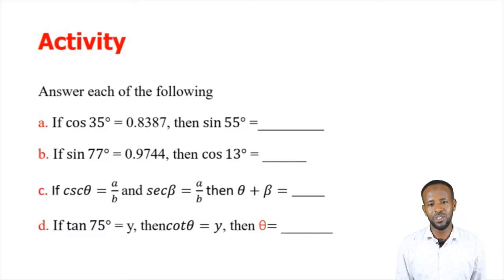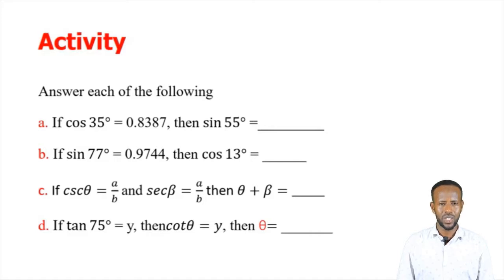Okay, I hope that you have answered it. Now let us see the answers. The first equation, A: if cos of 35 degrees is equal to this, sine of 55 degree will be equal to what? Should we search from the trigonometric table? No, it is not needed, isn't it? We can answer from here. 35 degree and 55 degree, if we add, will become how much? 90 degrees, isn't it? What about sine and cosine? What's the relationship between them?